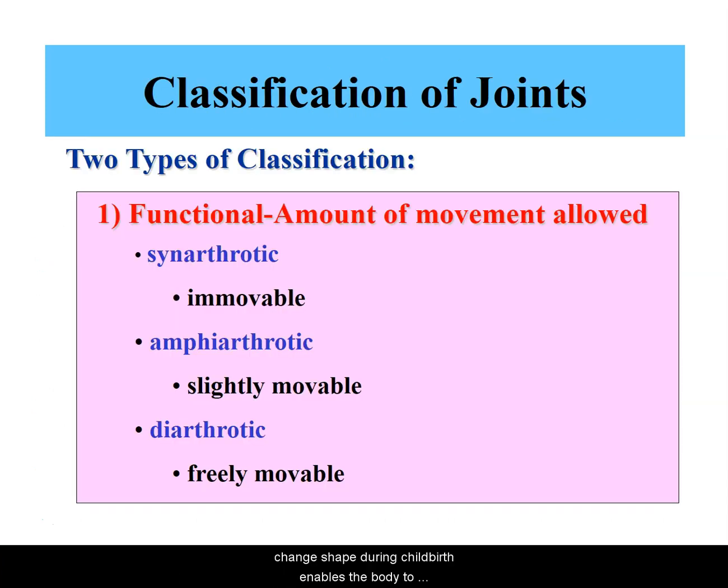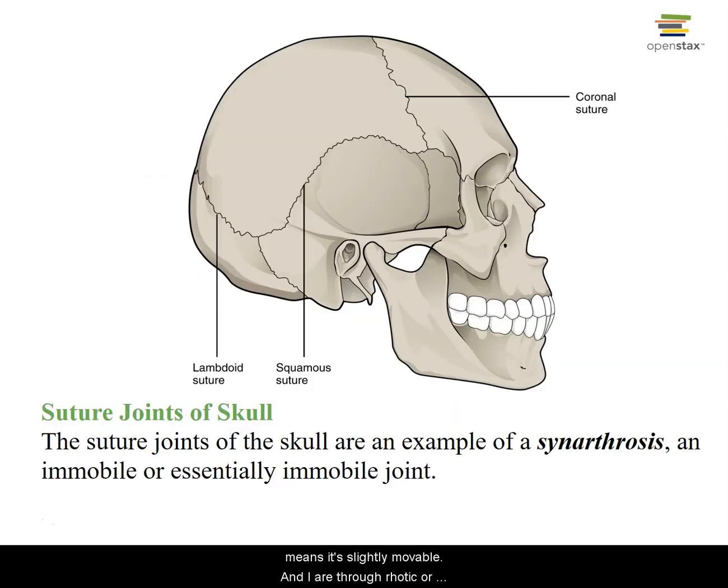Now, joints are classified in two different ways, and one is functional, based on the amount of movement allowed. Some vocabulary here: synarthrotic or synarthrosis means that the joint is immovable. Amphiarthrotic or amphiarthrosis means it's slightly movable. And diarthrotic or diarthrosis means it is freely movable.